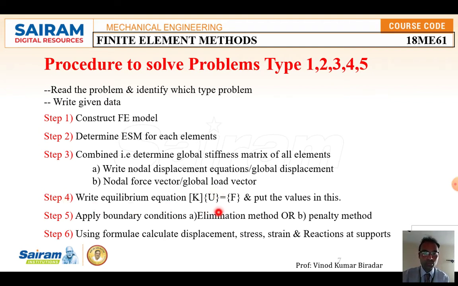I told you, in the elimination method and penalty method, up to step number 4 are the same. While coming to applying the boundary condition, we have to see which method they are asking, whether elimination method or penalty method. Elimination method means you are going to delete the respective row and column, and penalty method means you are going to add the maximum C value to the known values. Okay, in this class you are going to solve only the elimination method problems, so choose the elimination method.